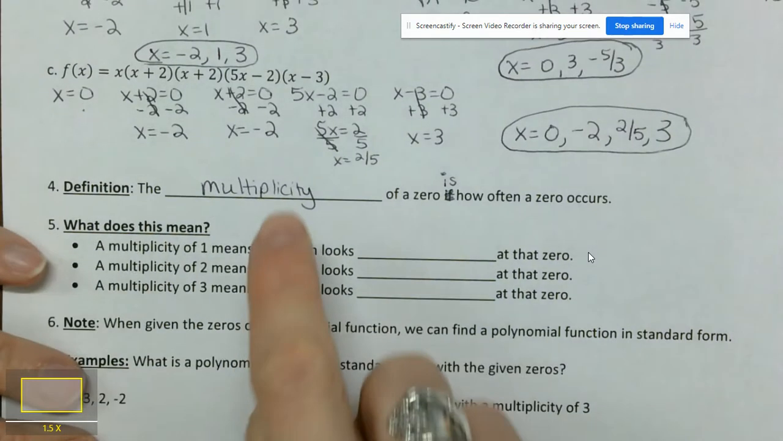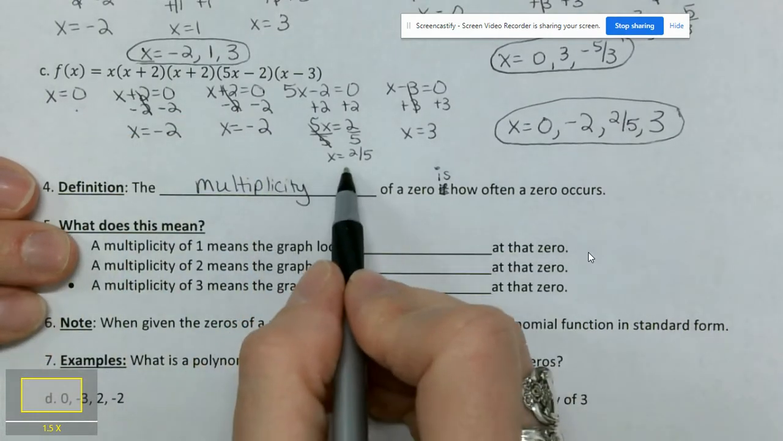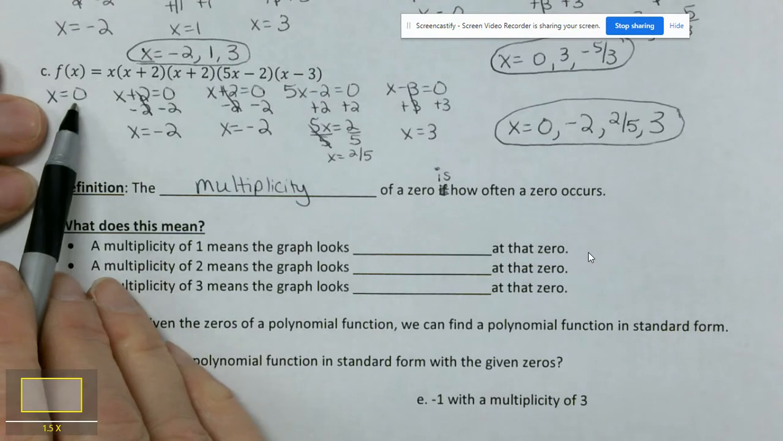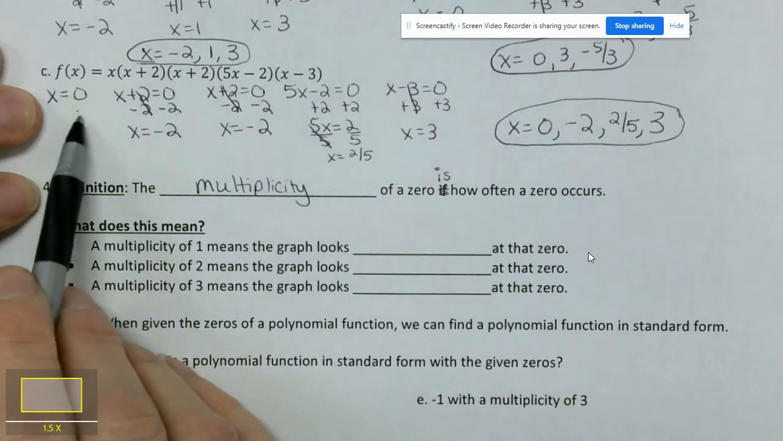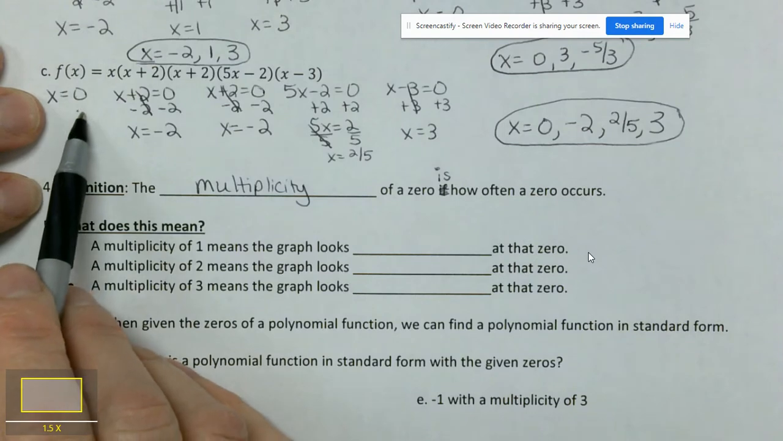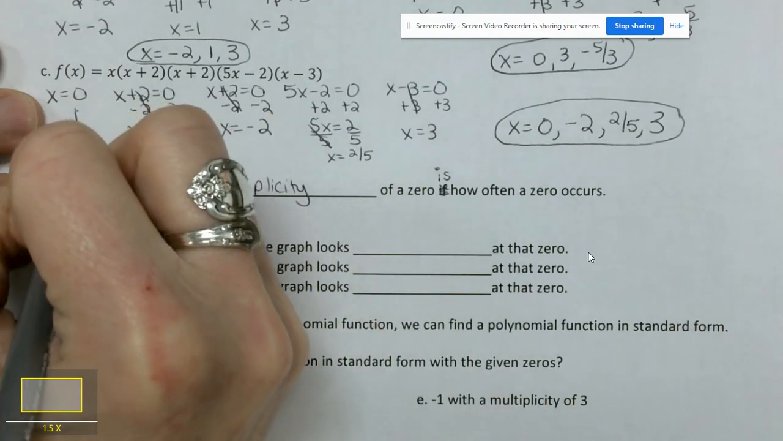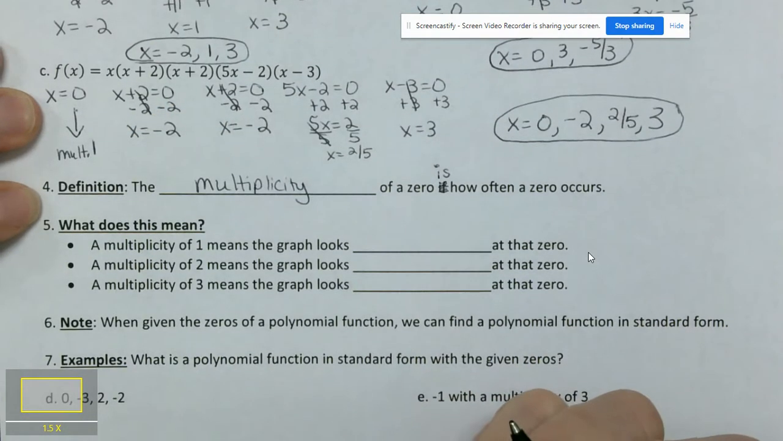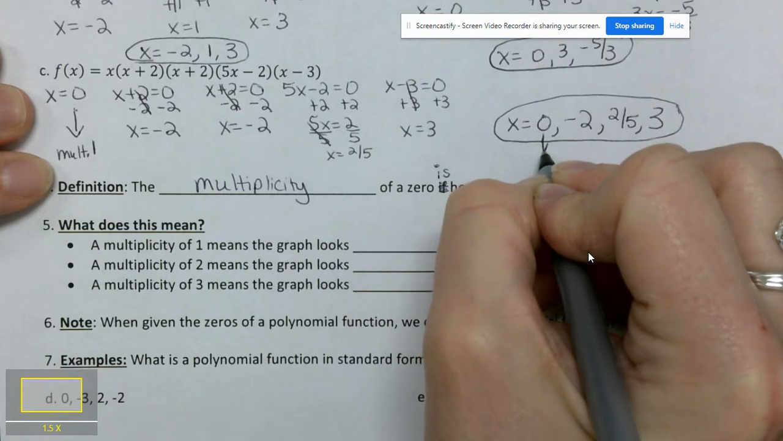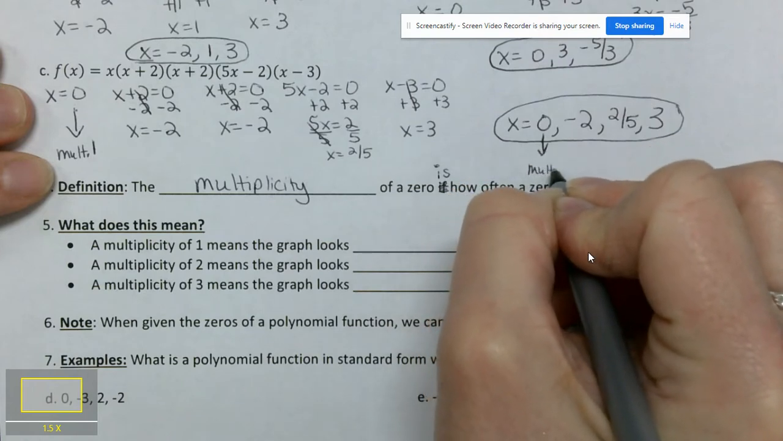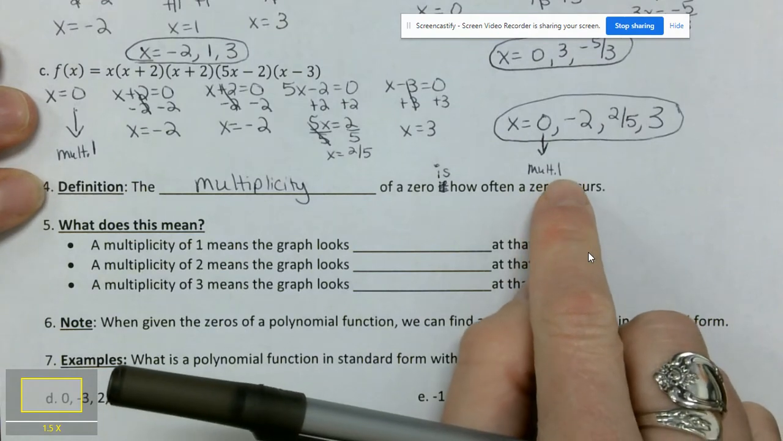So I'm going to show you this by looking back at this problem C that we worked in a previous video. So I want you to notice that we had the number 0. That 0 only appeared one time. So that means that this 0 has a multiplicity of 1. Okay? That 0 had a multiplicity of 1. And I'm going to write that over here. Had a multiplicity of 1. Okay, and we usually just put MULT period 1.